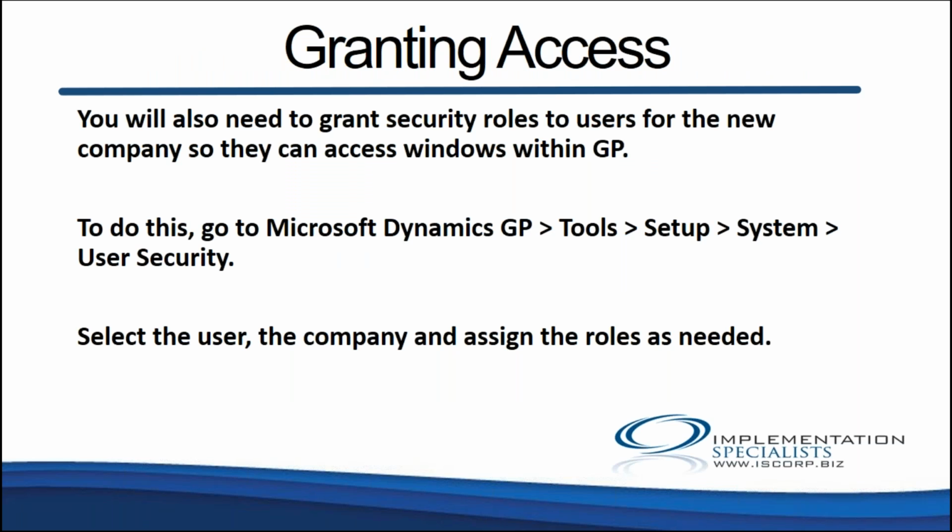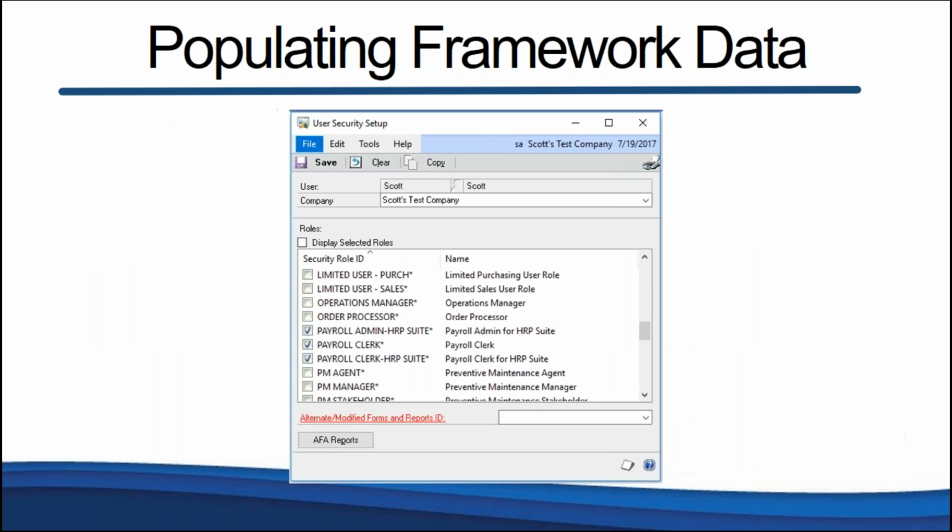And then you'll also need to grant security roles. Again, GP since 10.0 has been a negative security module, meaning they do not have access unless specifically given. So you'd want to go to GP, Tools, Setup, System, User Security. The security roles like this are in your Dynamics database, they're system-wide, not company-wide, so the roles that you have in one company will appear in the other here. And then you just select the company and assign the roles as needed.